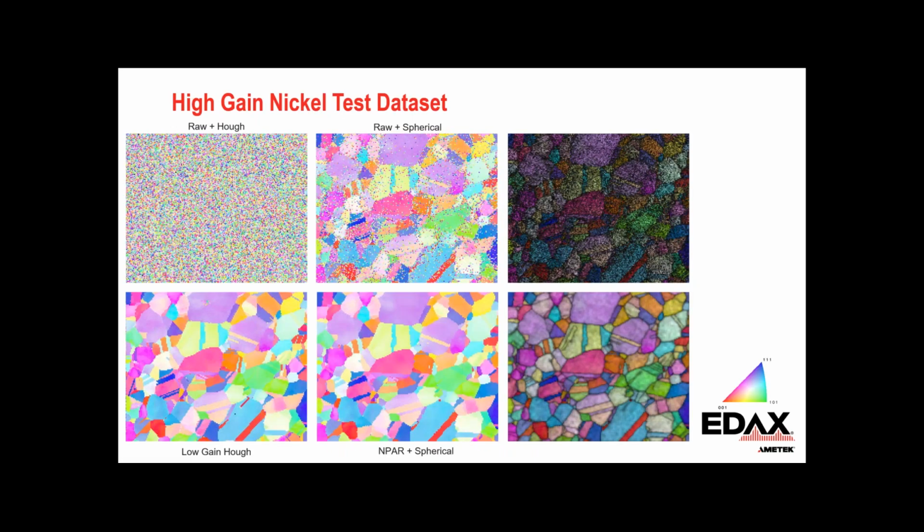And this is the same thing on that nickel data set, showing that you can do spherical on the raw patterns to get a good improvement, but if you do spherical plus NPAR, the result is almost perfect. You basically just lose a couple of the finest twins. So here is the low gain scan, for example. This very fine purple twin, you can sort of see it here, and since NPAR does the spatial averaging, you lose it there.